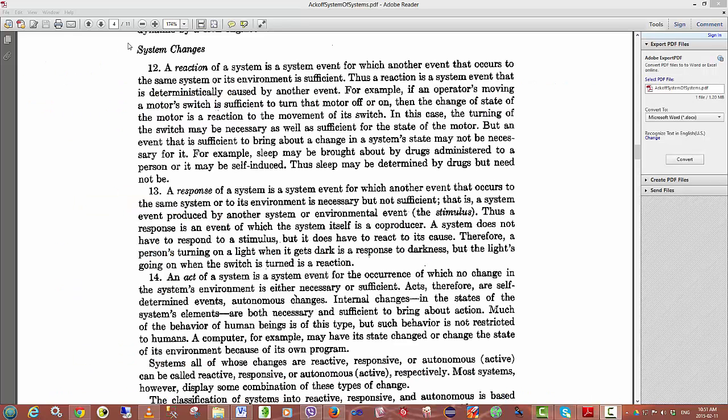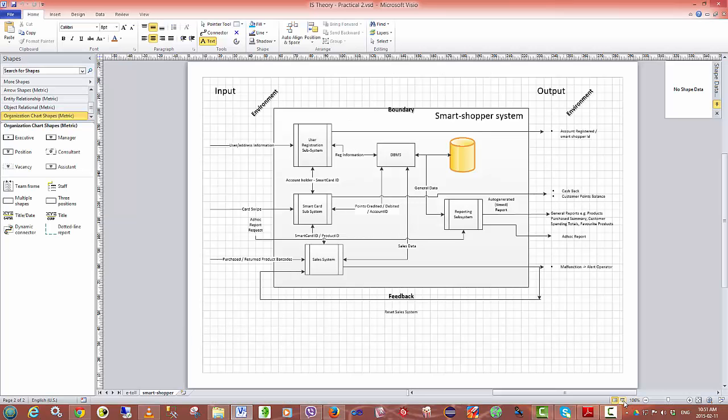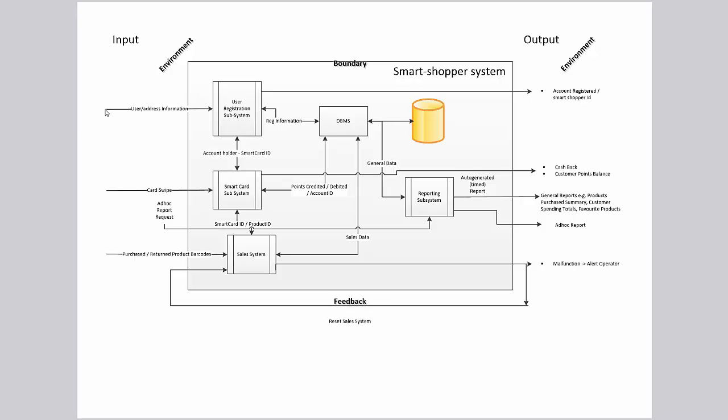Returning then to Ackoff's paper, we can now review the terms reaction, response, and act of a system. And we will do so by turning back to our example that we used previously on the Smart Shopper system. You can see over here that this is a stimulus. User inputs address information, a card swipe, or books being returned. The system thus has 3 separate stimuluses there, as well as a 4th one for ad hoc report requests. The lines that are outputs are then responses to those requests, so they are determined by the actual request, the input or the stimulus.